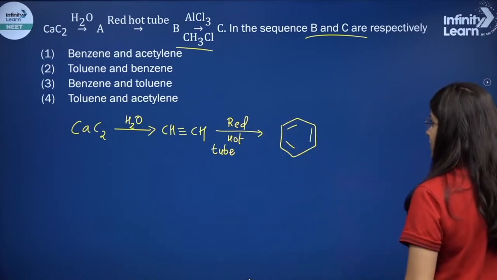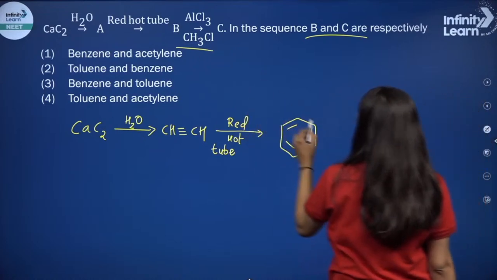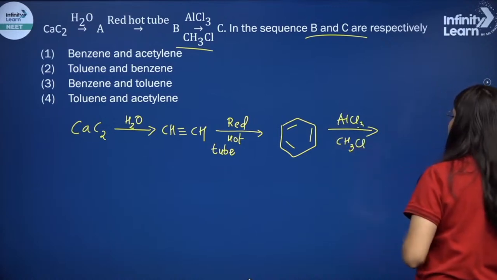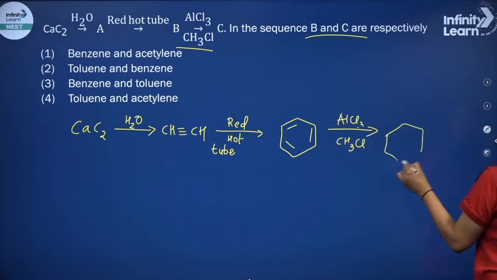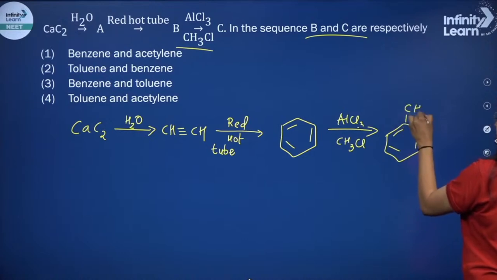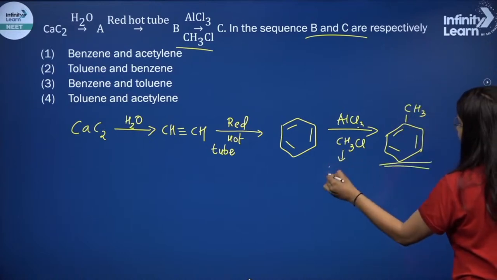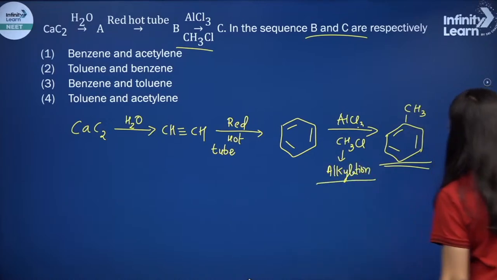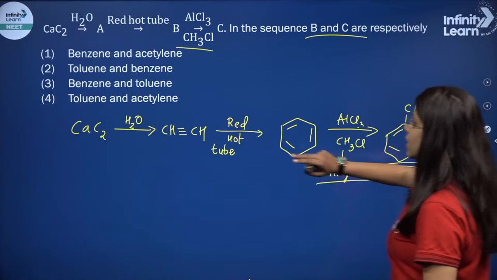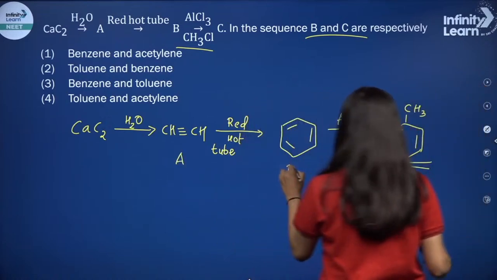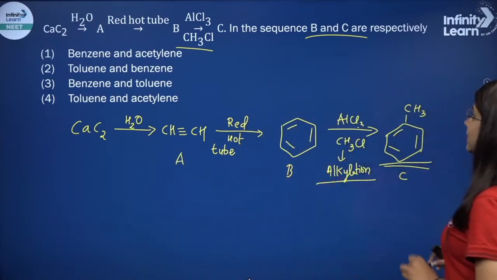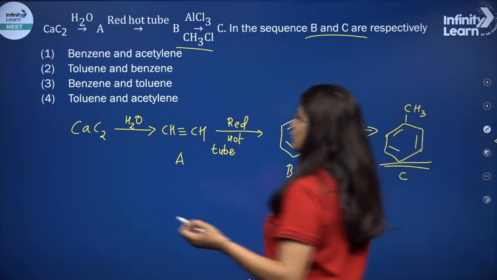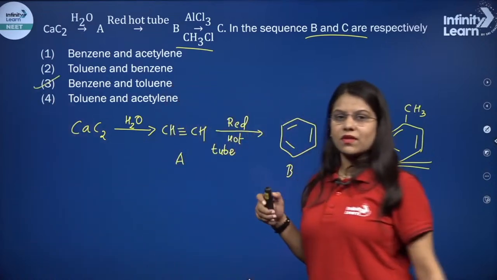This will be benzene. Now, it will again react with AlCl3, an electrophilic substitution reaction will take place, and chlorination will not take place. This is the alkylation, right? Alkylation, electrophilic substitution reaction, and we will be getting this compound. Now, this is A, this is B, and this is C. We need to find the value of B and C. B will be benzene and C will be toluene. So what is the correct answer? Option number 3. Clear?